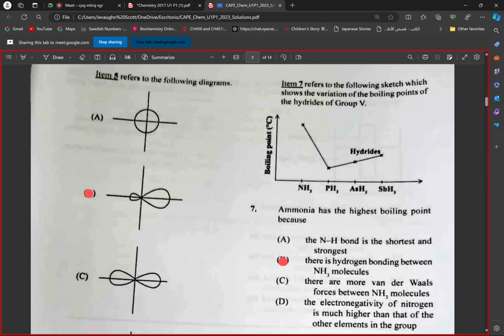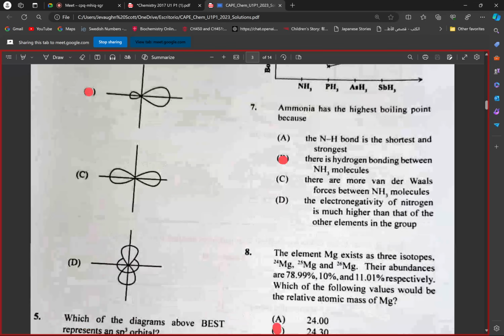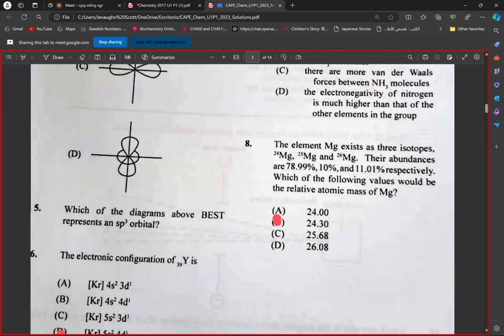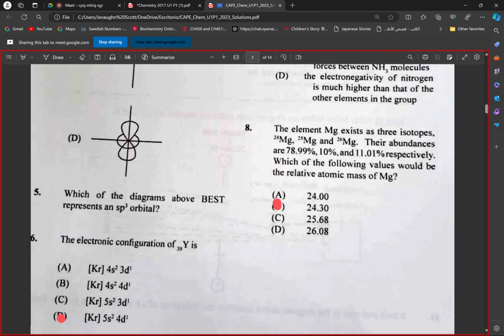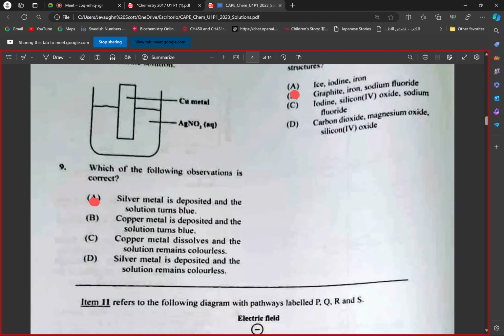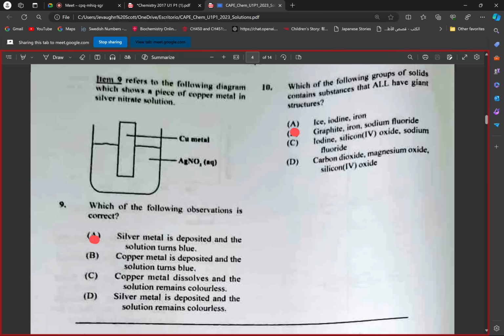All right, so number 7, ammonia has the highest boiling point, and obviously because it has hydrogen bonding. Now the element magnesium exists in 3 isotopes. We know the relative atomic mass of magnesium is 24.3 to be honest. It's not 24 flat. Some persons may see it and just put 24. No, 24.3. So when you work it out, you're going to get 24.3 here, and we know the equation for that. Should be fine.